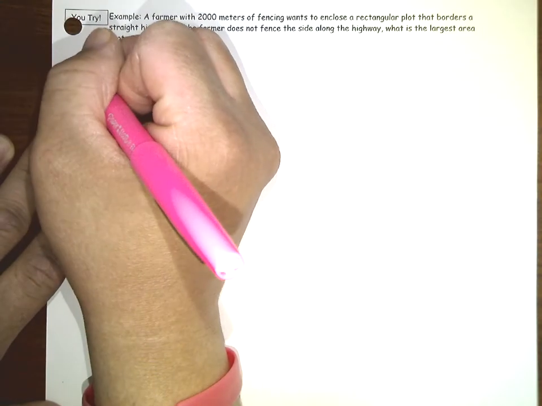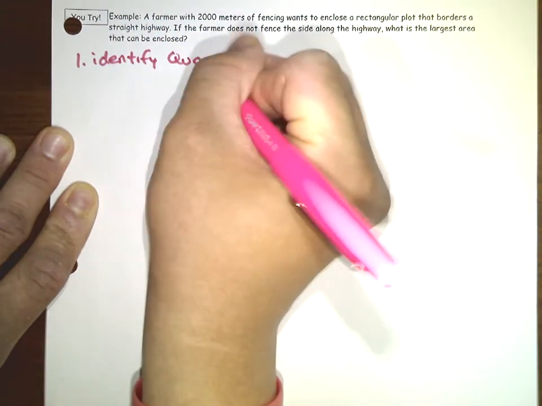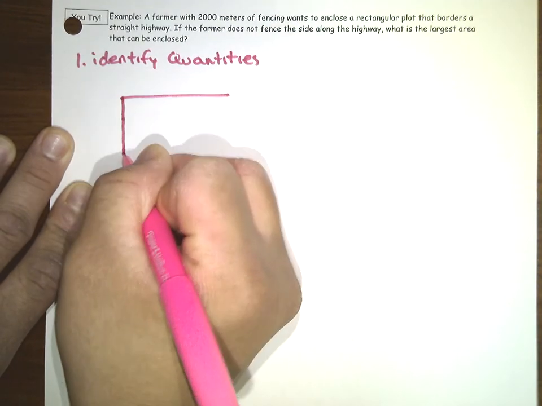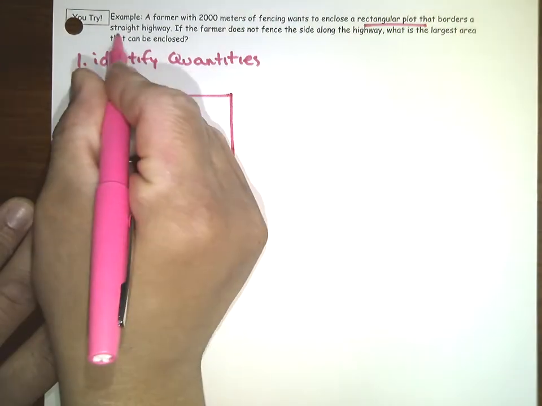So here it is. A farmer with 2,000 meters of fencing wants to enclose a rectangle plot that borders a straight highway. So if the farmer does not fence the side along the highway, what is the largest area that can be enclosed? All right, so let's go ahead and we'll draw a diagram. So we need to identify the quantities. So he has 2,000 meters of fencing to enclose a rectangular plot that borders a straight highway.